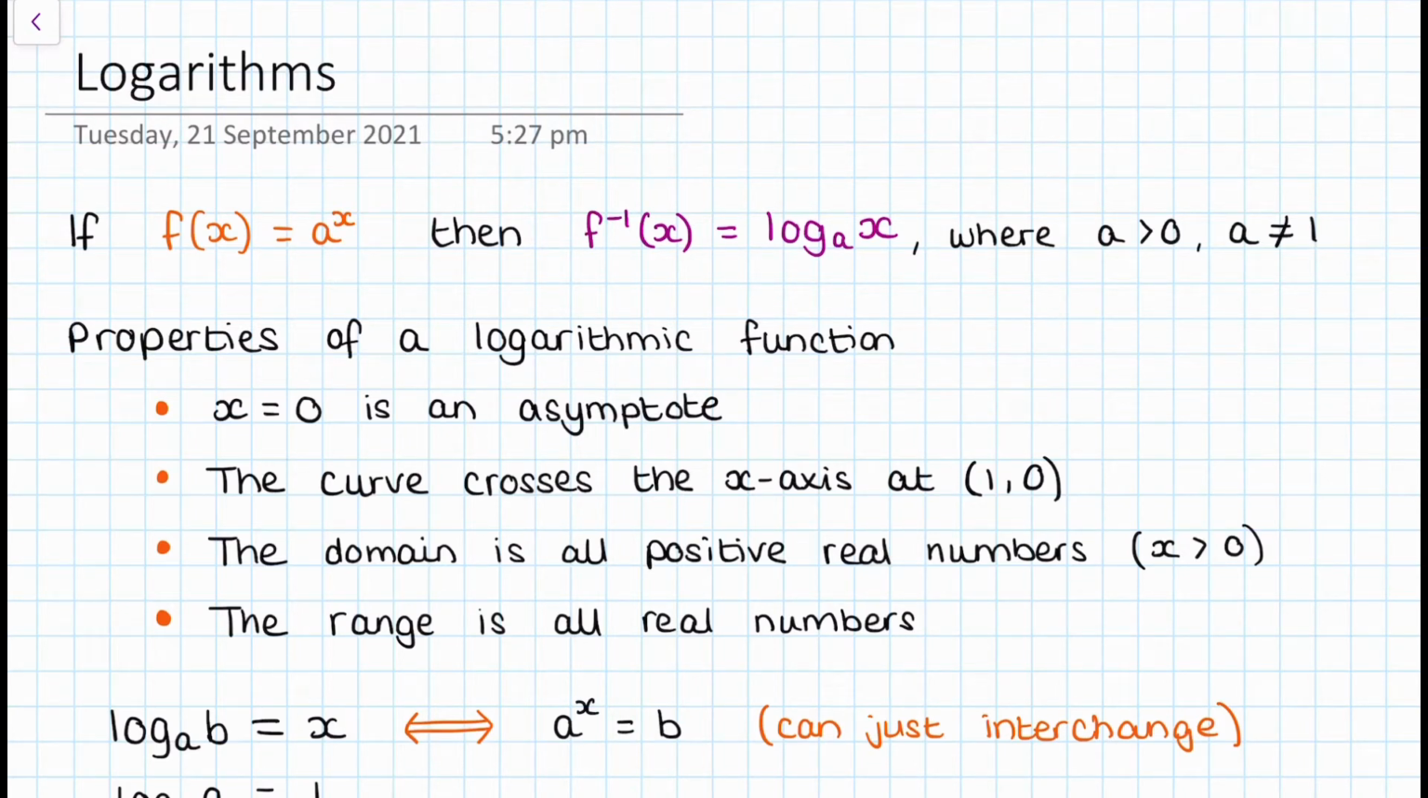So if we have a function f of x equals a to the power of x, so an exponential function, then the inverse of that is actually log with the base a, x, where a has to be greater than 0 and a cannot equal 1. Some properties of a log function: x equals 0 is an asymptote, the curve crosses the x-axis at (1, 0), the domain is all positive real numbers, and the range is all real numbers.